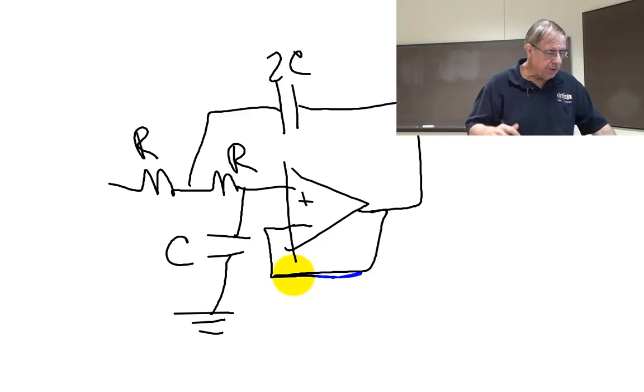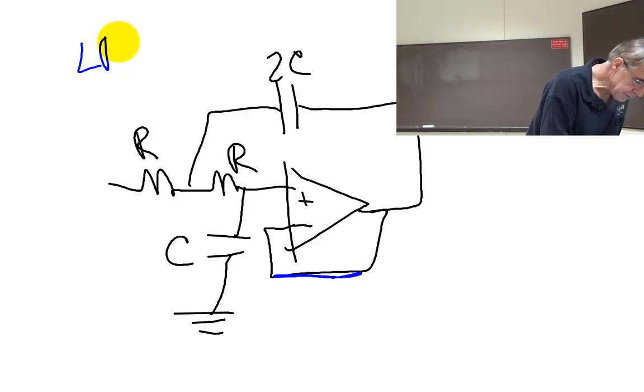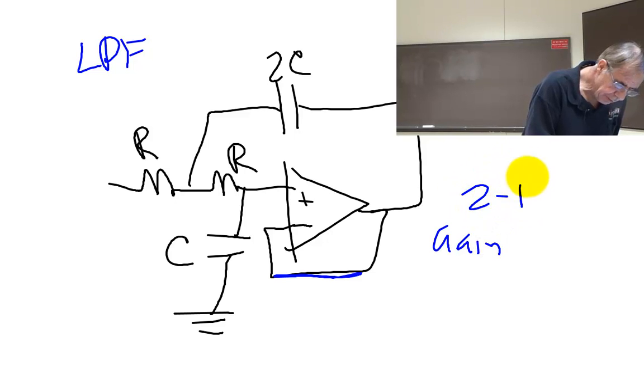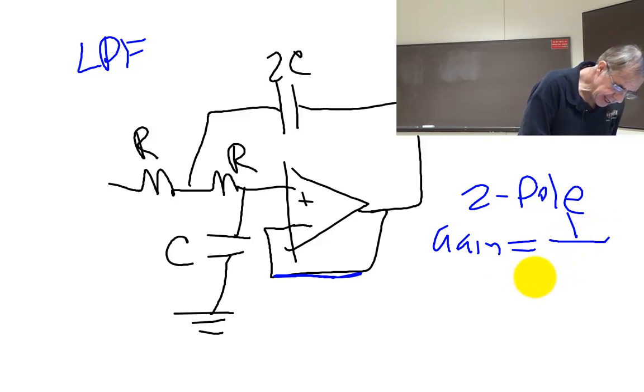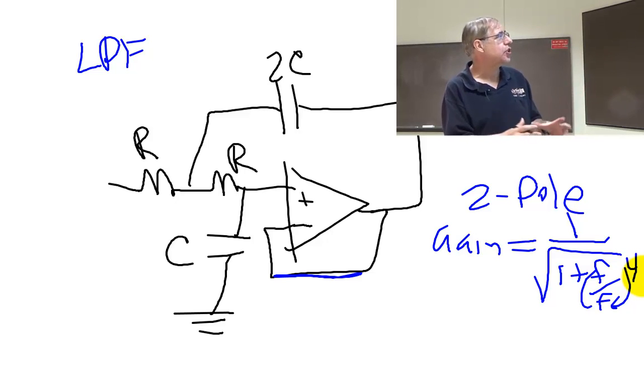And now I can use my, this is going to be a low-pass filter, but it's going to have some awesome gain. It's going to be what's called a two-pole, which means it's going to drop off way faster than the other low-pass filter. And it's going to have this response. Okay? But let's understand how it works.